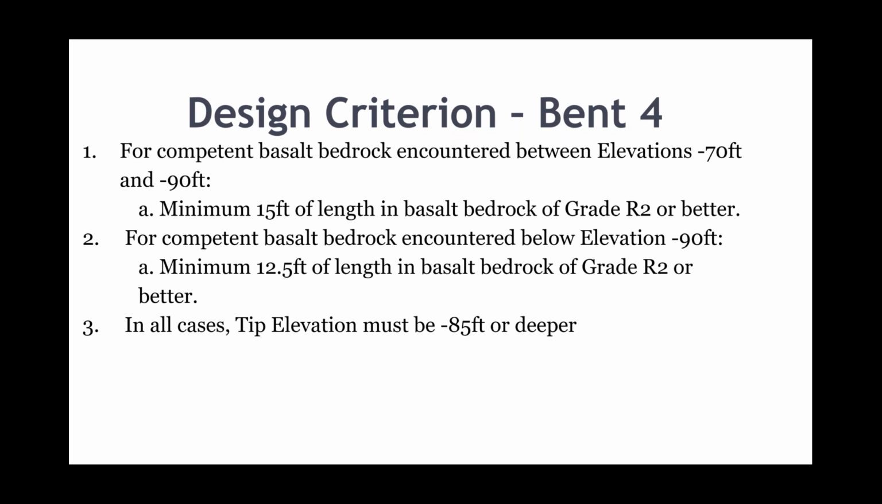The flow chart or the design matrix, depending on where top of bedrock was encountered, either had a 15-foot long rock socket in the basalt of grade R2 or better. But if we hit rock a little bit deeper, we could reduce that down to 12.5 feet, okay? Because that extra 20 feet of embedment in the Troutdale, that provides axial and lateral resistance too. It ought to be counted on for something. And then in all cases, we had a minimum tip as well.